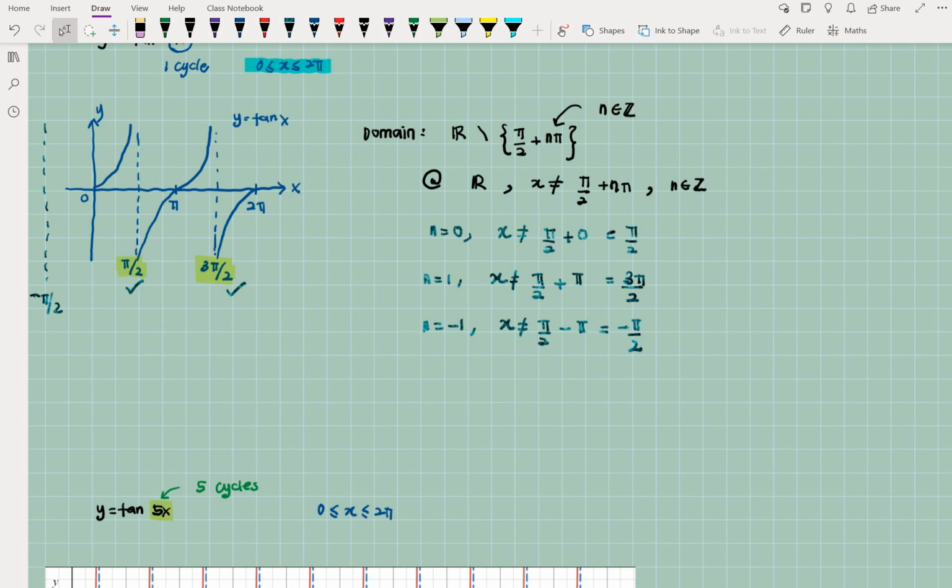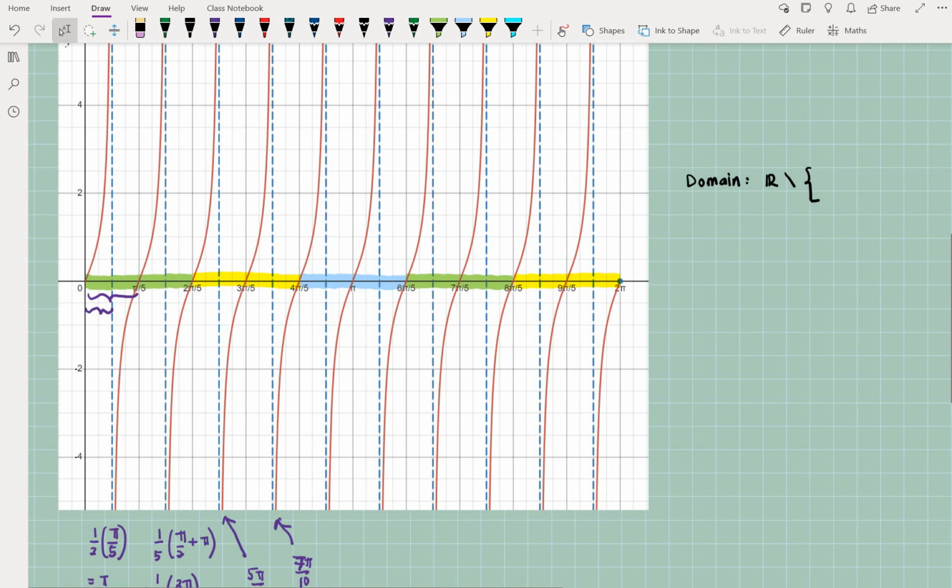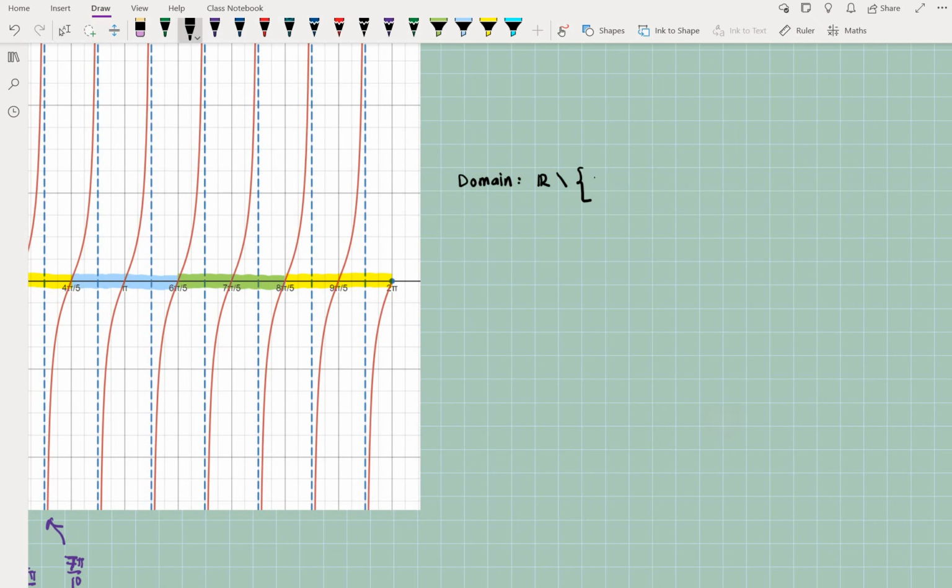Why? That is for one cycle. If we have 5 cycles between 0 until 2 pi, we have divided it into 5. So, we will have 1 per 5 times pi per 2 plus n pi. So, that is our restriction. And n must be part of the integers. Okay, or another way to write it is real numbers where x cannot take the value 1 over 5 times pi over 2 plus n pi, given that n must be an integer.